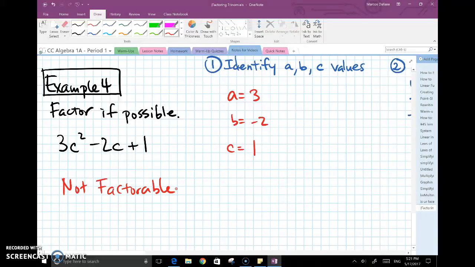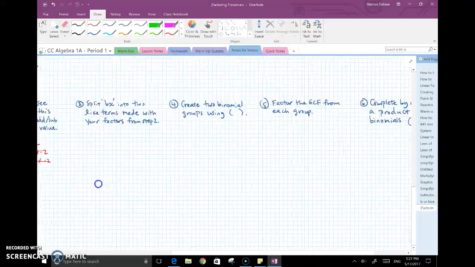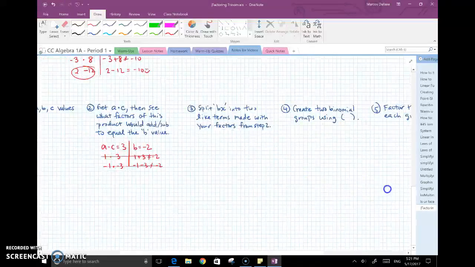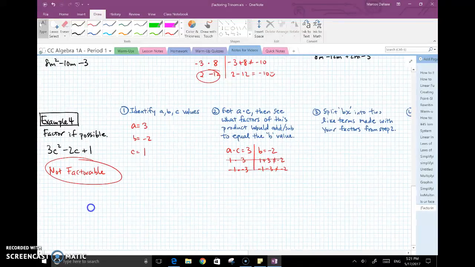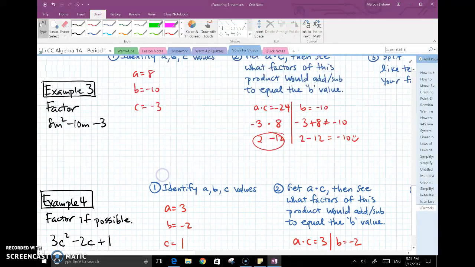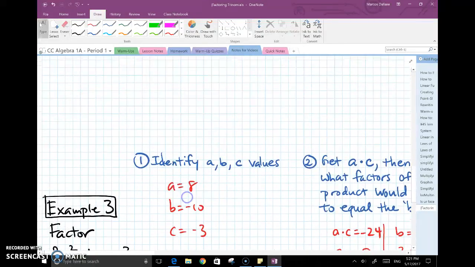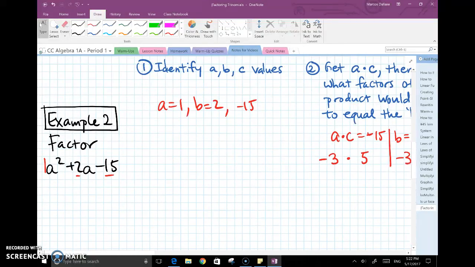And so the answer is simply that. It's not factorable. Okay? There's no need for you to try to go to the other steps because you will not actually get there. Not factorable. And that's always a possibility with any quadratic that you work with, whether it's this one, or any of the previous ones that we looked at before.